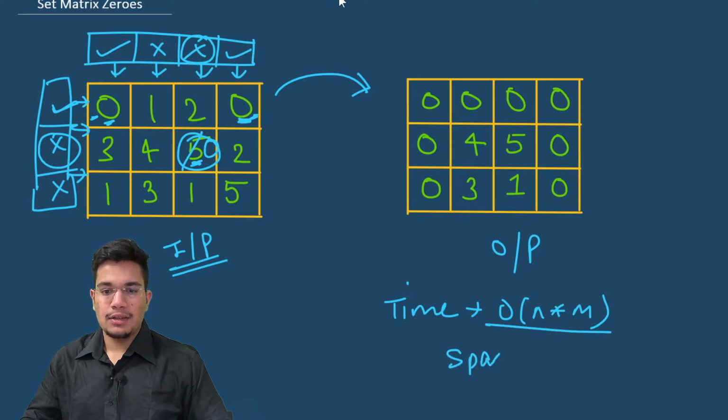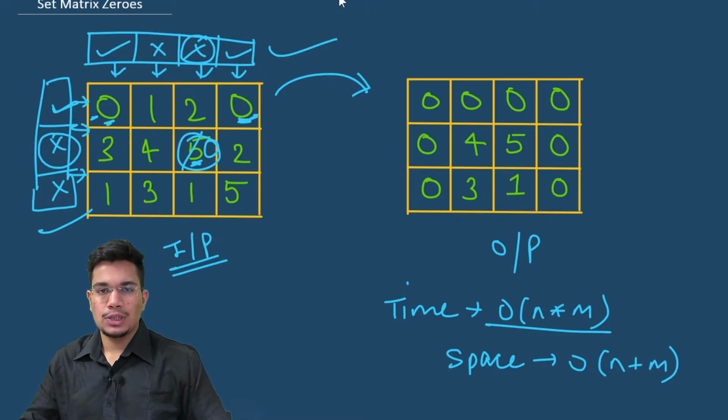And for the space, for this one, it's not going to be constant because we use this array and this array. So it's going to be big O of n for basically the first array, and then big O of m for the second array that we have created. So this is the better optimization over the first approach.